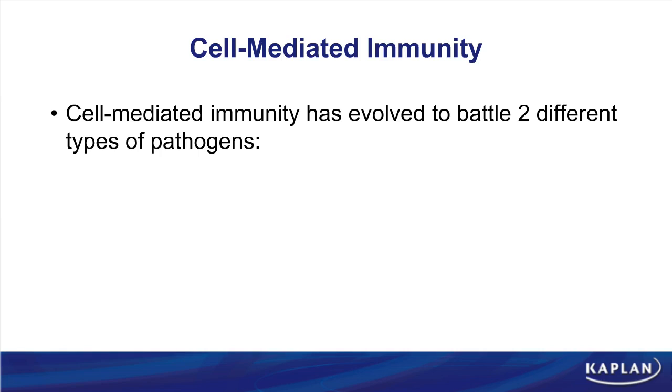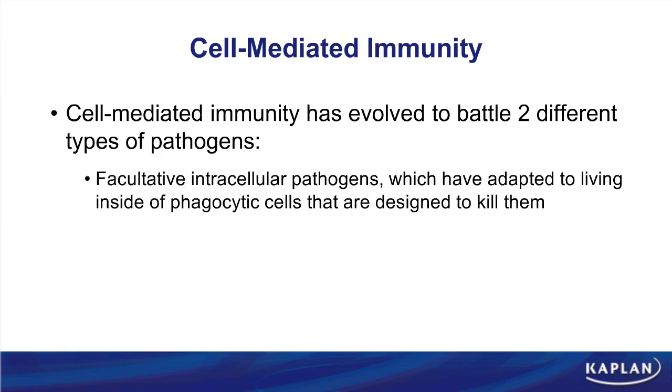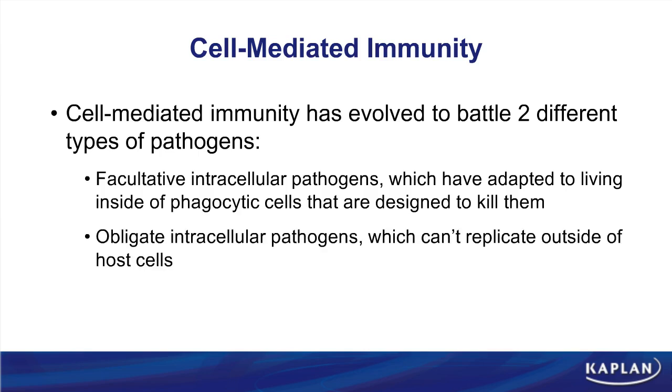Recall with cell-mediated immunity that we are in particular dealing with intracellular infections. Now we have two types of intracellular pathogens. We have those that are considered to be facultative, and these pathogens don't necessarily need to be within a cell to survive, but rather have adapted some sort of evasive mechanism so that they can avoid destruction and remain happy and healthy within the cells. We also have our other category of pathogens that are obligate intracellular, meaning that they don't have any choice but to replicate inside the cell. A great example of that is our viruses.